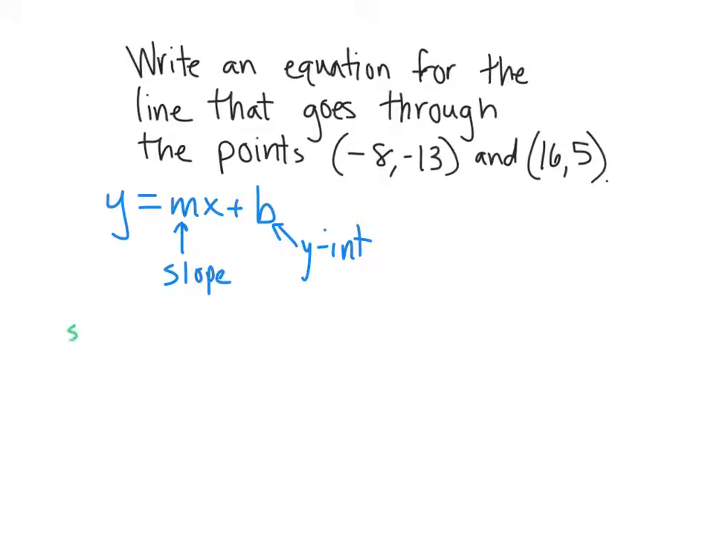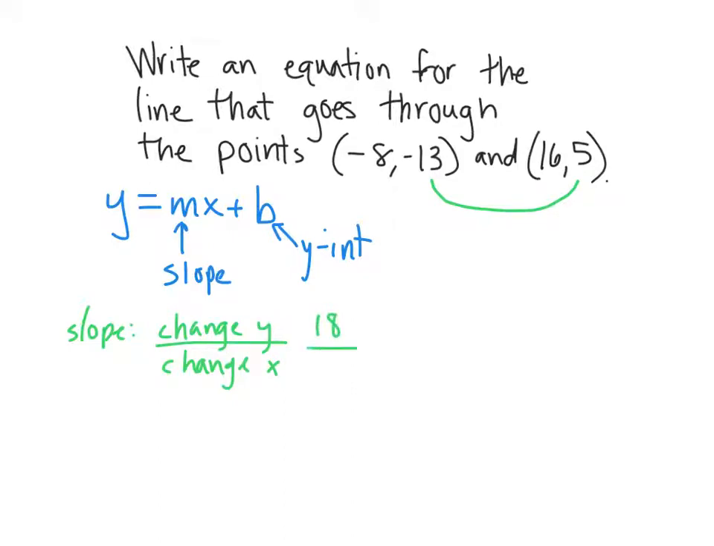We have to remember that slope is the change in y compared to the change in x. So let's look at how y values change. It goes from -13 to +5, so that means that it is going up by 18. The x values go from -8 to 16, which is a change of 24.